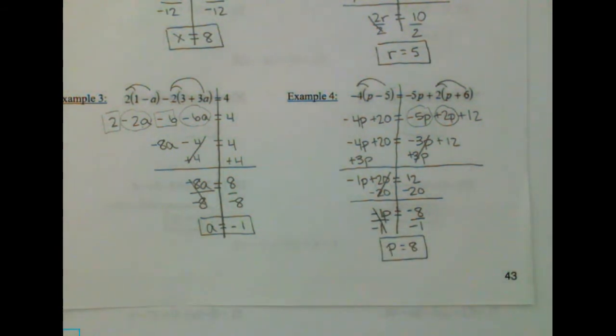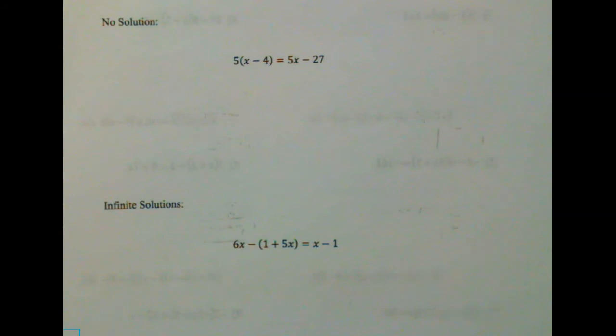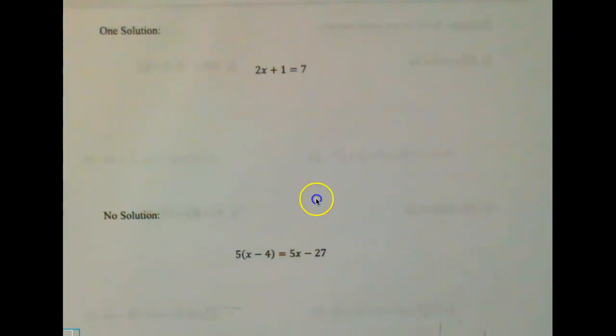Okay, so those 4 examples are your basics when it comes to using distributive property when you're solving equations. So that's the first part of 2.4, is being able to distribute correctly, combine your like terms, and solve and get a solution. The second part of this learning target is talking about different types of solutions.